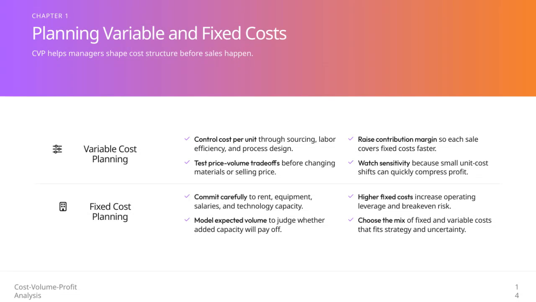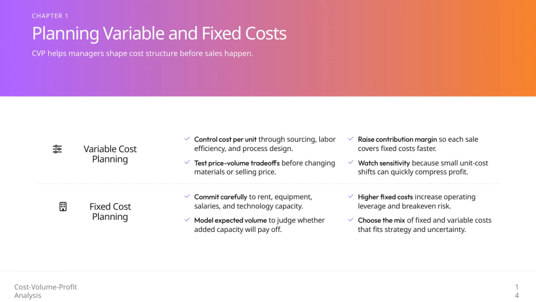In this chapter, we're focusing on planning both variable and fixed costs, which is a critical part of managing a business effectively. Cost volume profit analysis, or CVP, plays a key role by helping managers shape the cost structure before any sales occur, allowing for better decision-making.